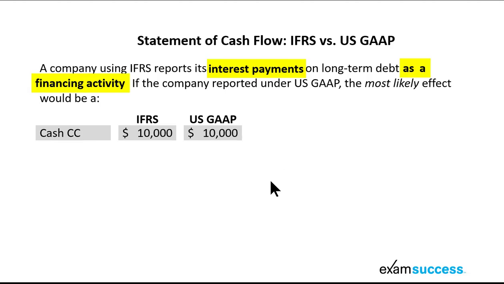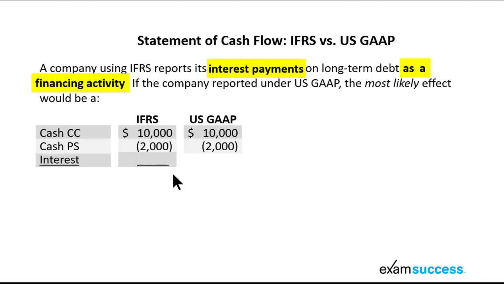Under the operating cash flows, we subtract cash payments to suppliers. Let's assume that's 2,000. The only other element in cash flow from operations is the interest payments. Under US GAAP, interest payments are only cash flow from operations. This company using IFRS treats interest payments as a financing activity, so we didn't put it in there. Cash flow from operations then totals 8,000 under IFRS and 7,000 under US GAAP.